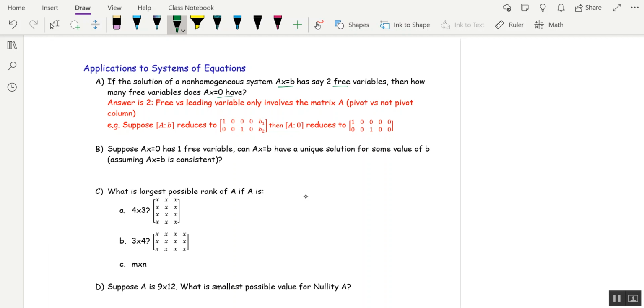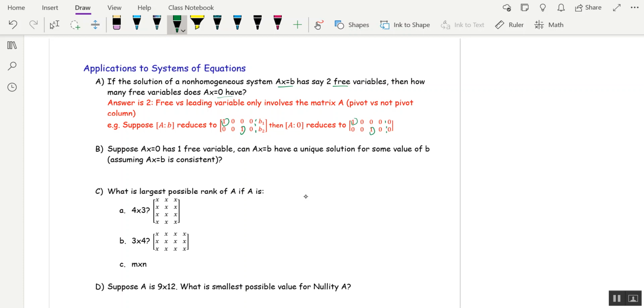The reason why is because free variables come from being either leading or non-leading. That's determined by pivot columns in A, which has nothing to do with what you augmented with. So for example, if I augment A with b and reduce, or if I augment A with 0 and reduce, the part before the answer column will be identical. So any pivots over here will be pivots over here.